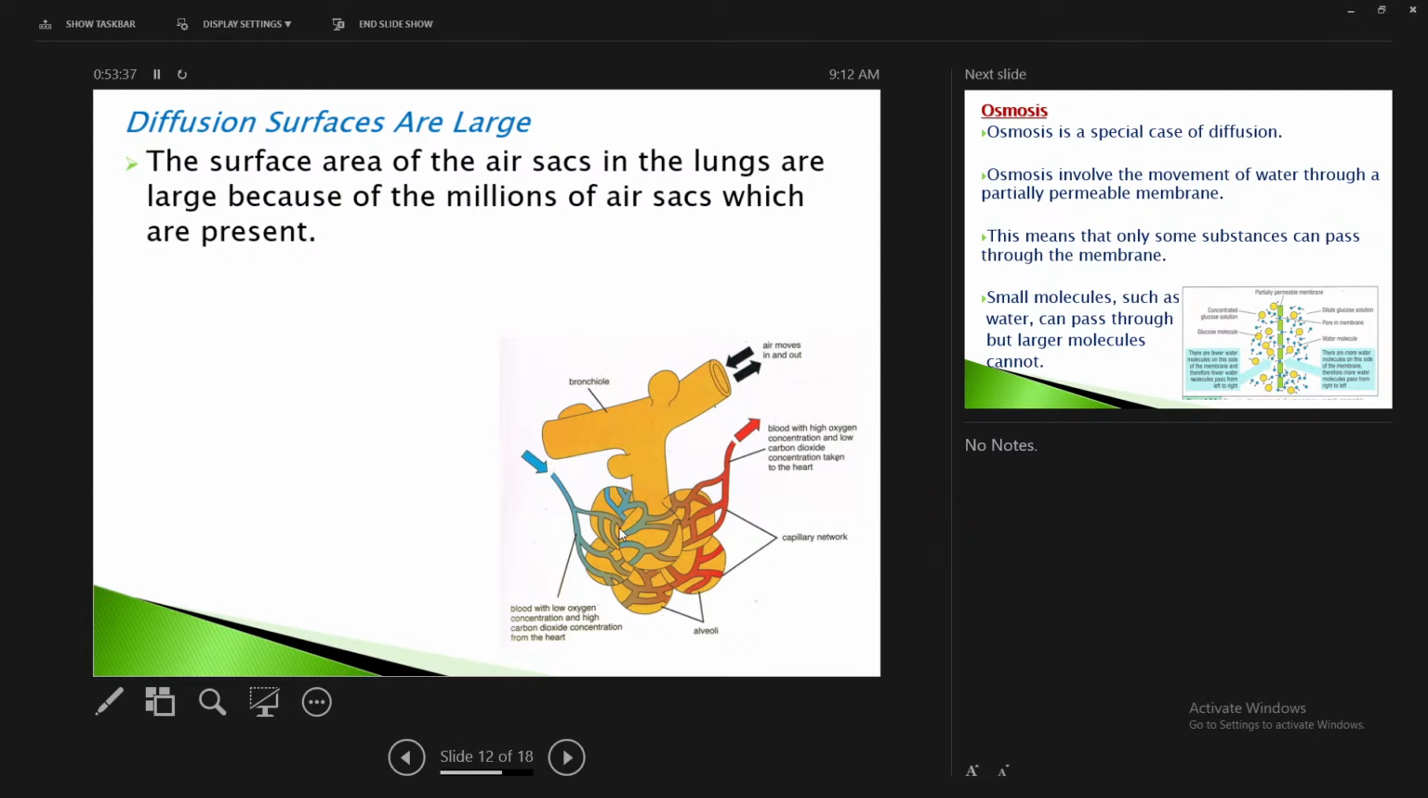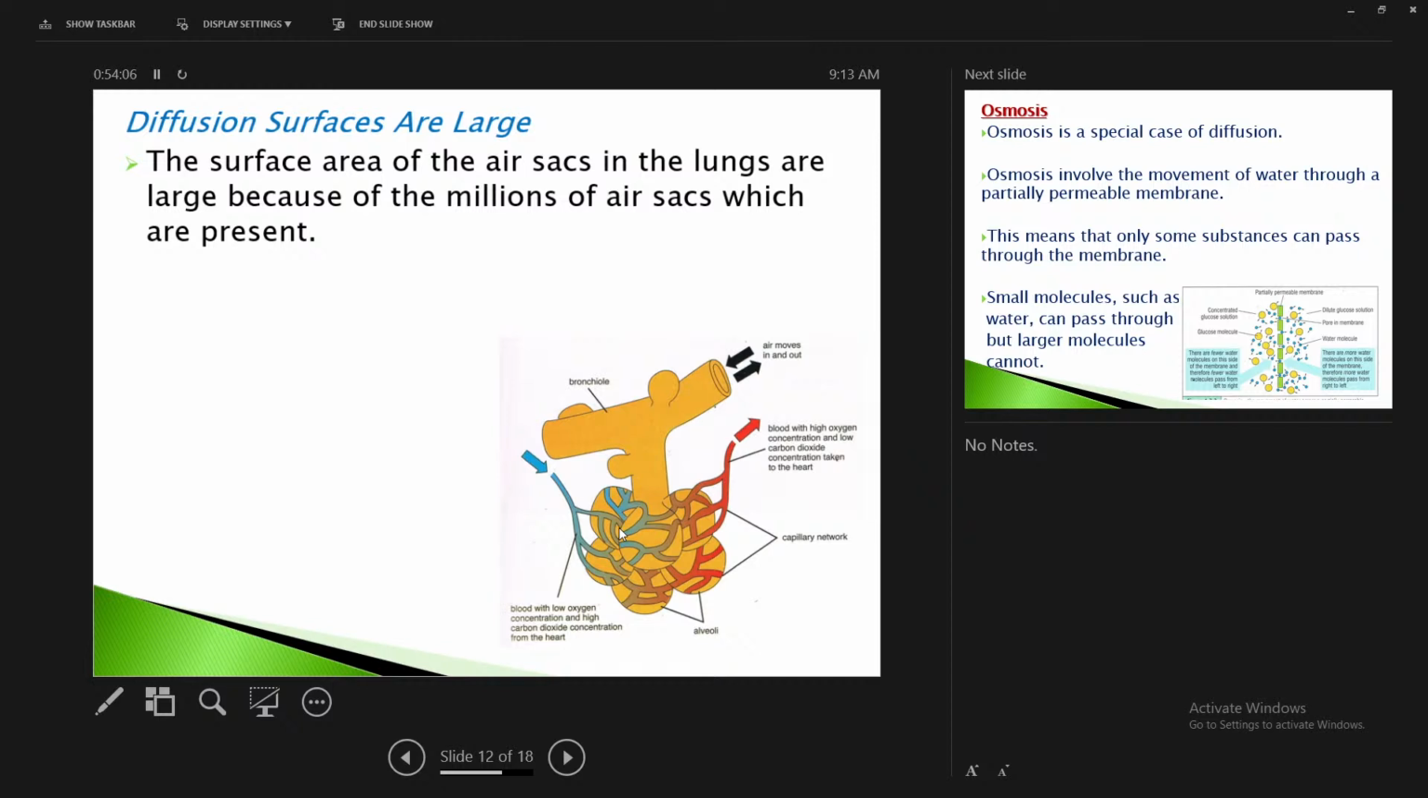As a matter of fact, they say that if the alveoli inside the lungs were spread out, they could cover an entire football field. That is how much is inside. So simply because you have so much alveoli inside the lungs, the diffusion surface area is large. The surface where diffusion is taking place is large.